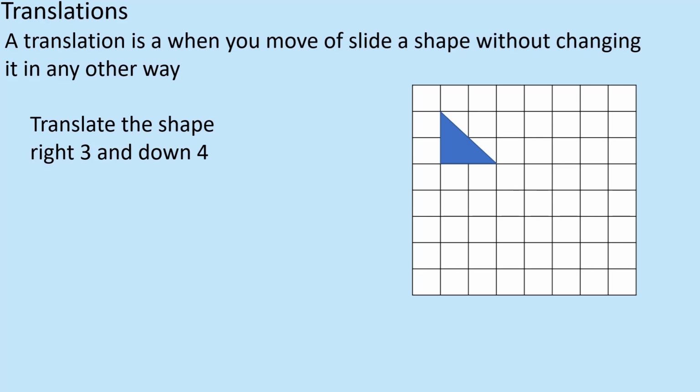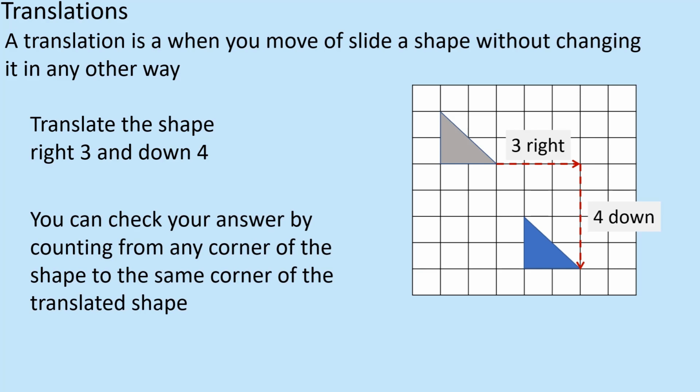Okay, so if I actually translate the shape right 3 and down 4, we would literally lift up the shape, move it right 3 and then move it down 4. Okay, and of course it's about accuracy more than anything else and making sure we don't make those mistakes. So we count a point, so we go right 3, and of course we count a point and down 4, and we just make sure we've got it in the right place before we move on, essentially.